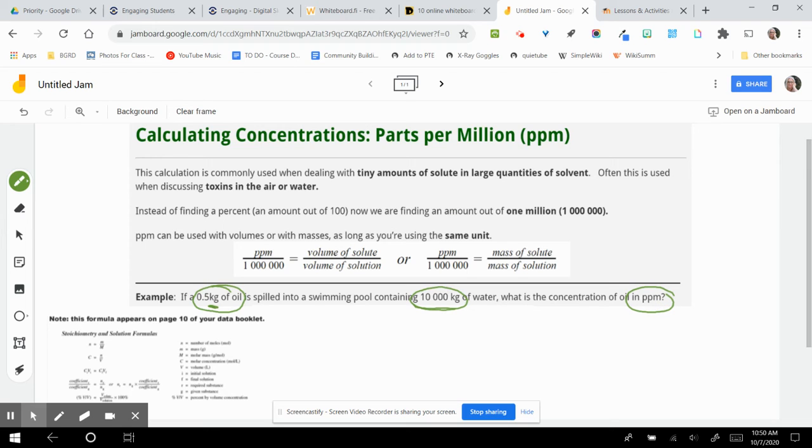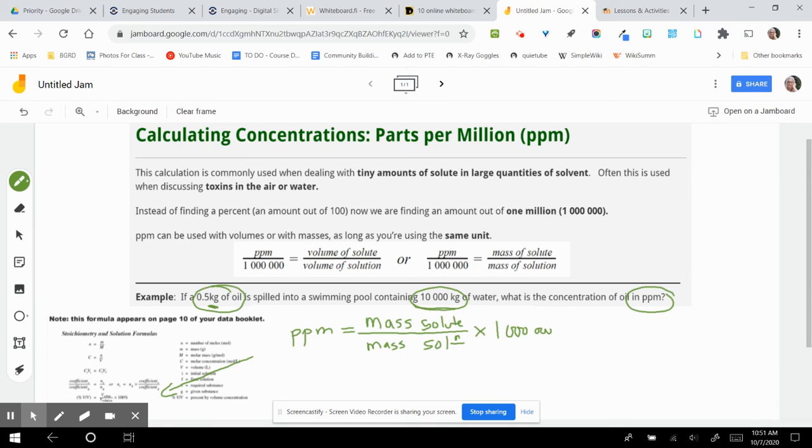Because we're finding parts per million, I would suggest using the formula that's in our data booklet. So it looks like this. Parts per million is equal to, we're dealing with mass this time, so we're going to do mass of the solute divided by mass of the solution, in my little short form for solution. And then it's all going to be multiplied by 1,000,000 now instead of 100.